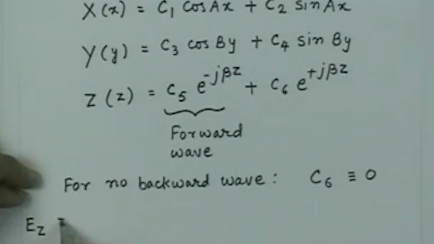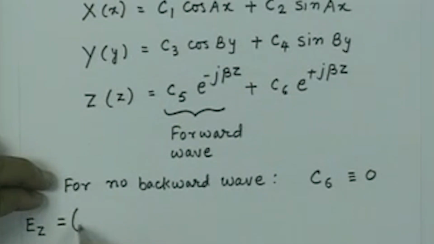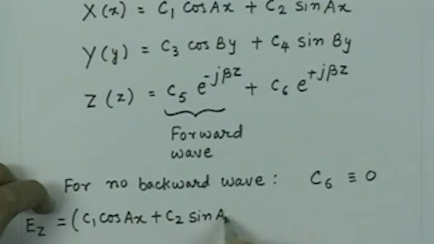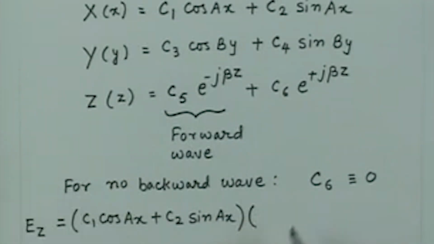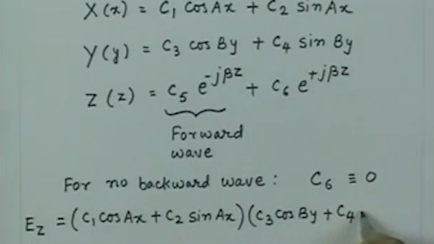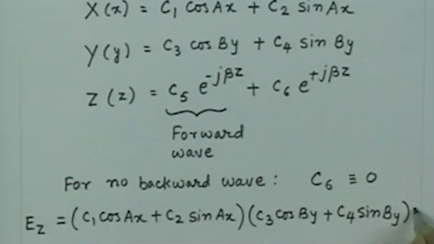So, from here then I can get Ez, which is the function of x y z, will be equal to C1 cos Ax plus C2 sin Ax, C3 cos By plus C4 sin By e to the power minus j beta z. You are going to put a constant here which is C5.